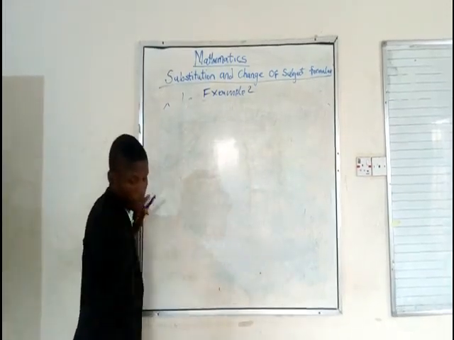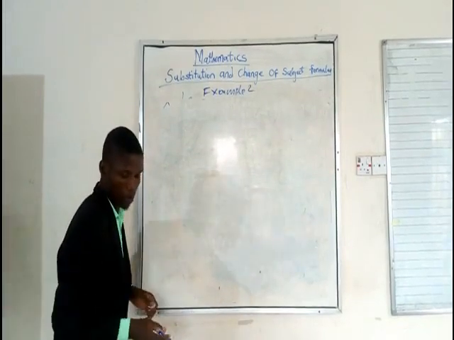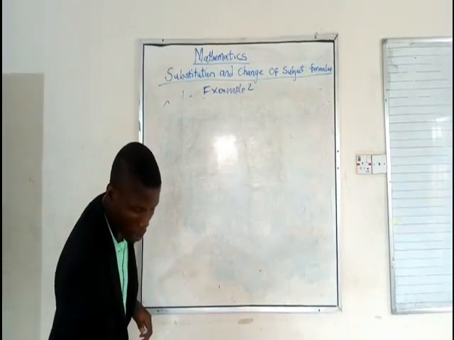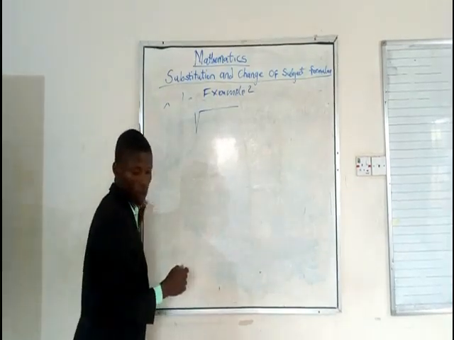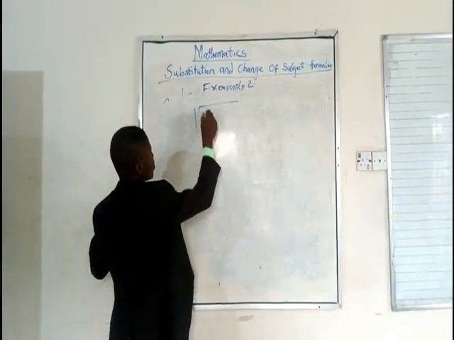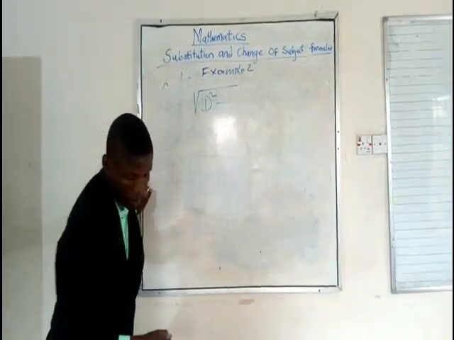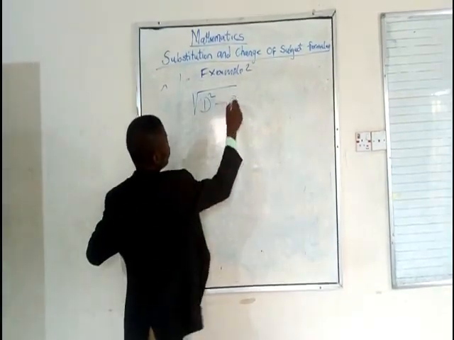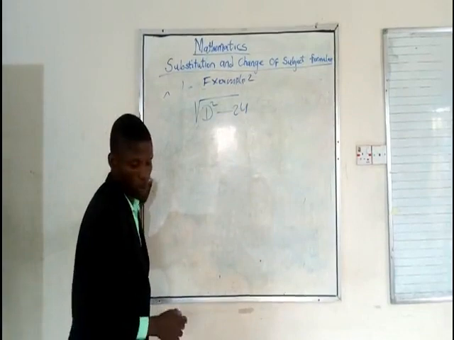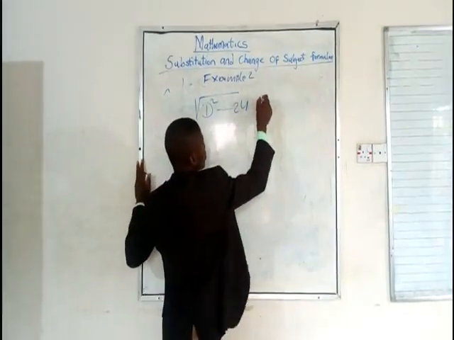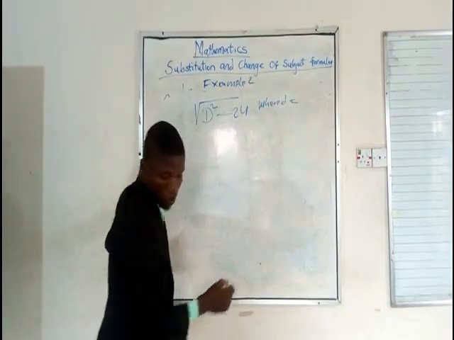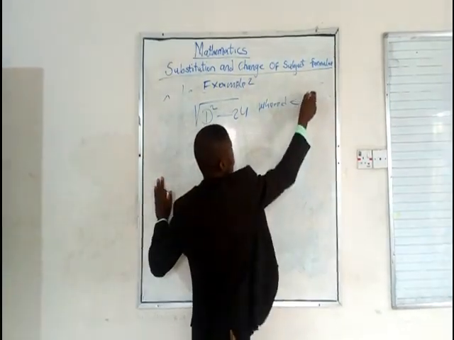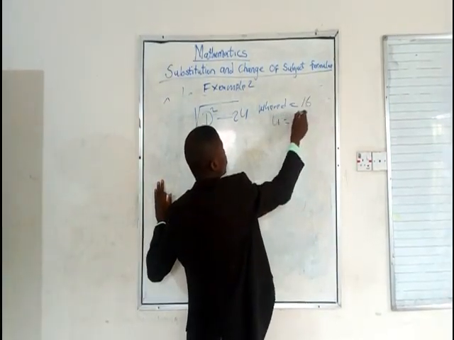Example 4. Evaluate the square root of d squared minus 2u, where d equals 16 and u equals 56.